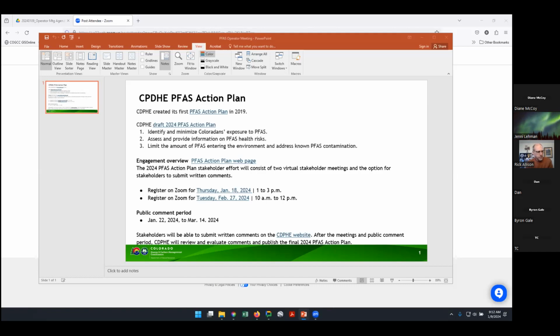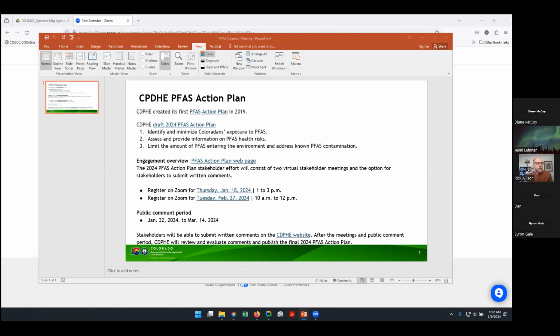They sampled certain communities' waters, surface waters across the state, and various other media. And that can all be found at the first link at the top of this slide. And that's all led up to CDPHE creating a draft 2024 PFAS action plan for the state of Colorado. This is really just an awareness for the oil and gas industry as an opportunity to be a stakeholder and engage in their stakeholder process.